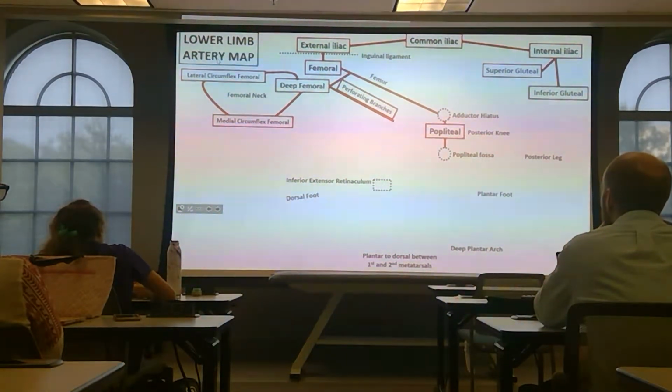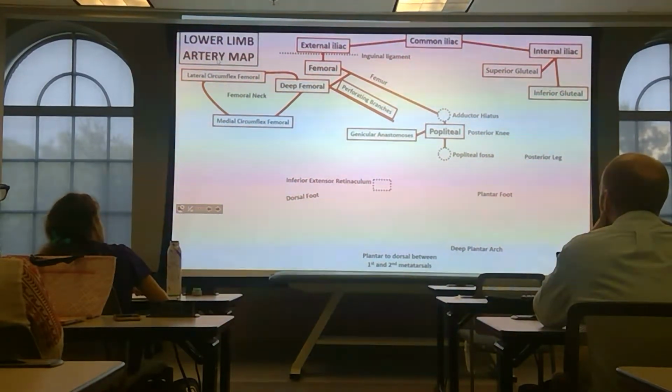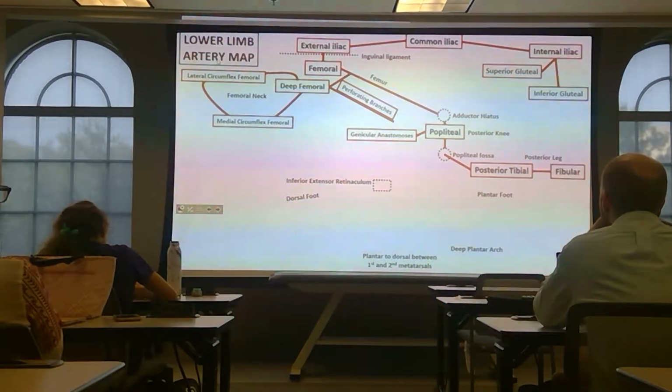Then it goes into the popliteal fossa. The popliteal artery, because popliteal is around the knee, gives off something called the genicular anastomosis. And genicular just means knee, right? So it's a bunch of anastomosis, or collateral circulation, that goes to the knee. Once we come out of the popliteal fossa, we're going to branch again. We're going to branch into the posterior tibial, which will give off the fibular branch. And now we're in the posterior leg.